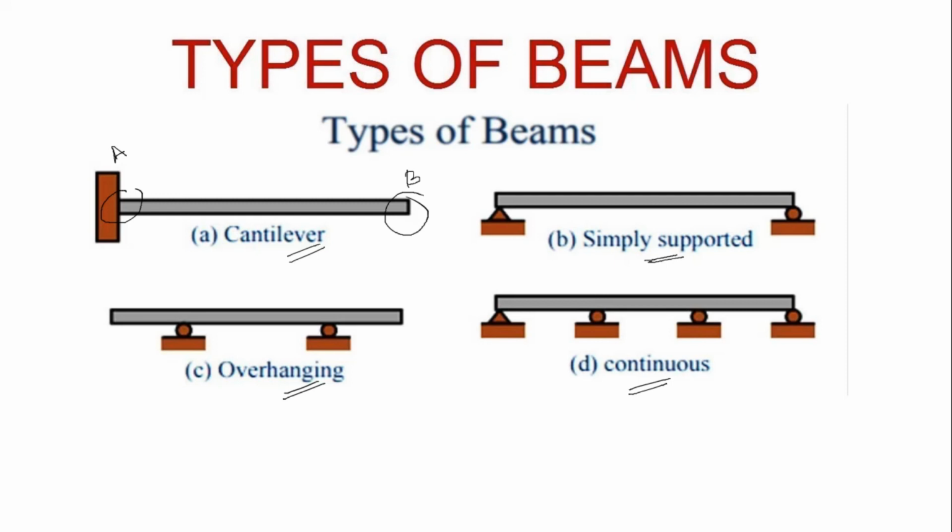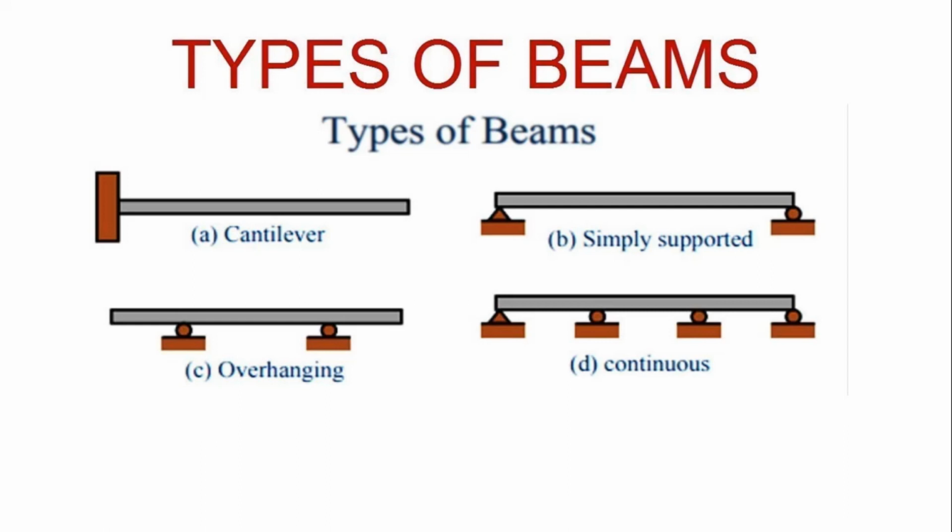Now, the simply supported beam, which means the supports are at the ends of the beam. A simple beam which is supported at its two ends is called a simply supported beam. The third one is the overhanging beam, which means, see here, two supports are there and the beam is projected beyond the supports. This type of beam is called an overhanging beam.